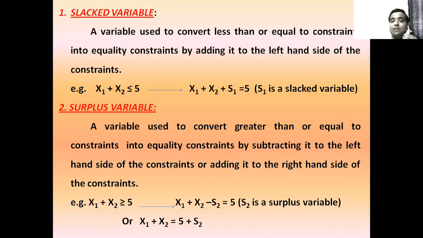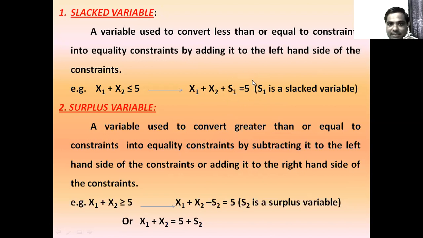A slack variable is used to convert less than or equal to constraints into equality constraints by adding it to the left hand side of the constraint. So x1 plus x2 less than or equal to 5 is, suppose, one constraint. Suppose we have to convert this inequality constraint into an equality, then we use the slack variable. The constraint becomes x1 plus x2 plus s1 is equal to 5.